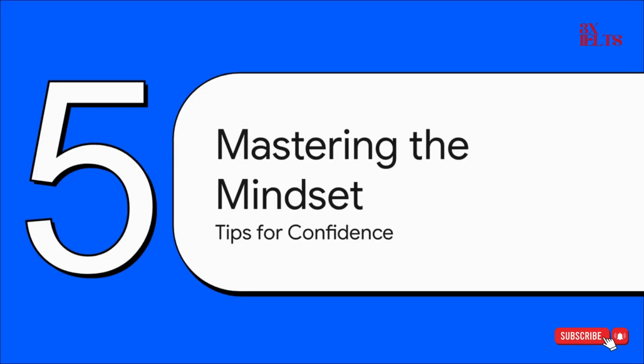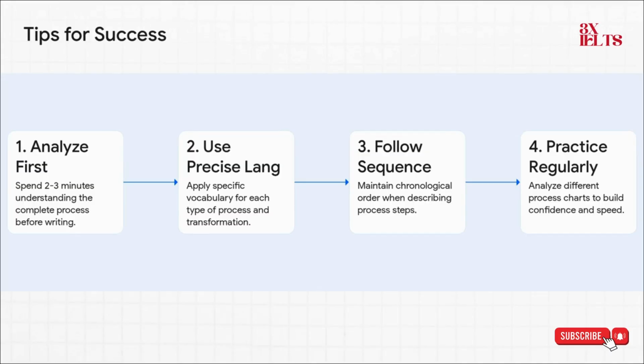And that brings us to our final section, mastering the mindset. Because look, having the tools is one thing, but using them with confidence and control when that clock is ticking, well, that's the final piece of the puzzle. Here are 4 essential habits to lock in right now. First, and this is non-negotiable, always spend 2 or 3 minutes just looking at the diagram. Understand it before you write a single word. Second, make a conscious effort to use the precise vocabulary we just talked about. Third, never ever break the chronological order. And finally, practice. Confidence just comes from repetition.